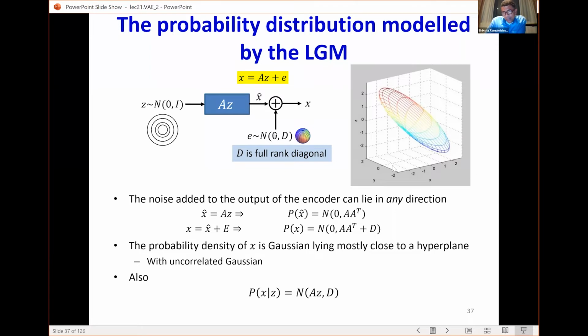What I mean by a full rank diagonal is that every component is non-zero, Lakshay. So the noise can occupy the entire space. And Professor, are we assuming that the variance between different components are independent? We are assuming that, yeah, that each component is independent of every other component in the noise. It's just random noise, right? Understood.